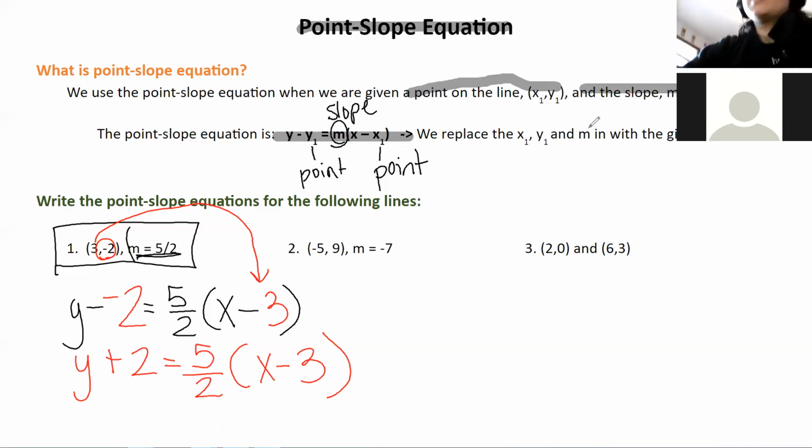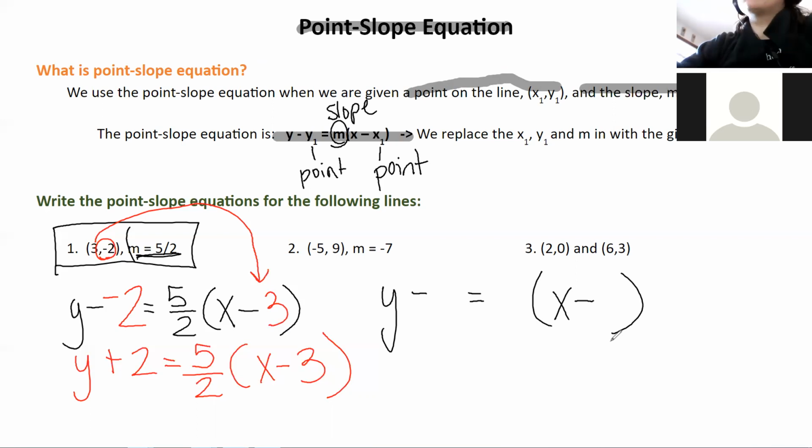So the y and the x, oops, I wrote that weird. They stay the same. Okay. What is the slope that I'm going to put for number 2 into that equation? What's my slope? What's going to go in front of the parentheses? -7. Yep, that's my slope. That goes in front of the parentheses.